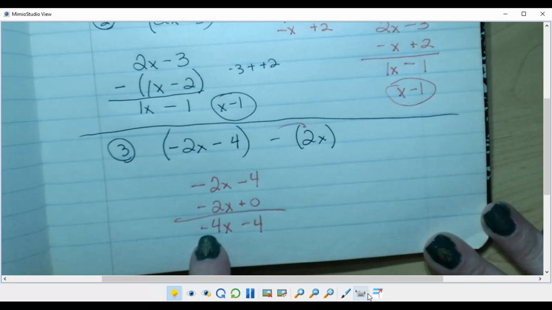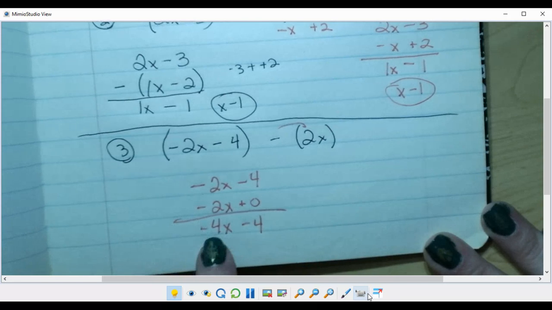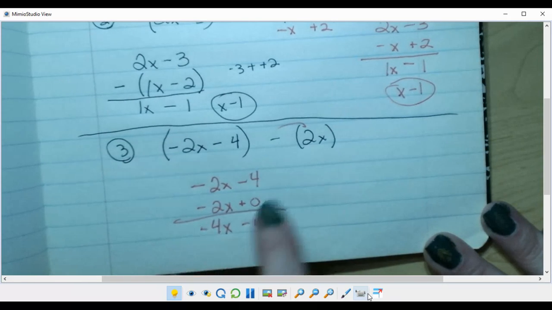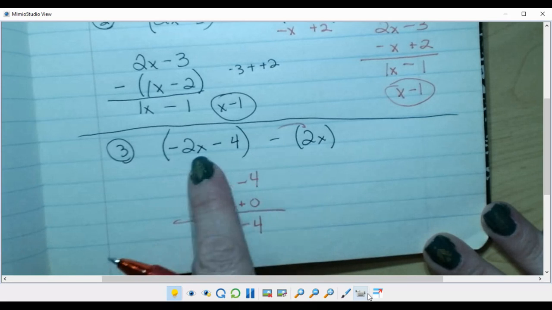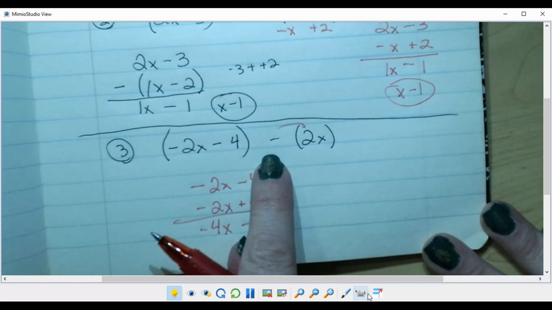Negative 4x minus 4. Crazy. I don't think I'm going to do the subtraction one, right? This was the distributive one that I just did here. I don't think I'm going to do the subtraction one for this because look at all those negative signs. Ew, ew, ew.